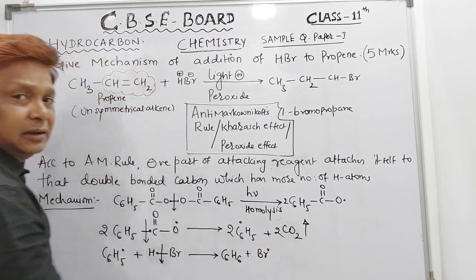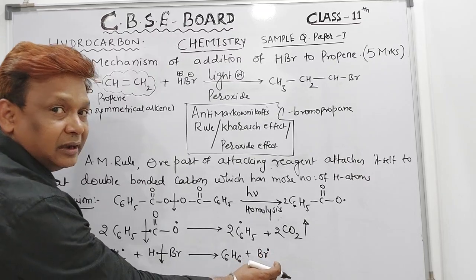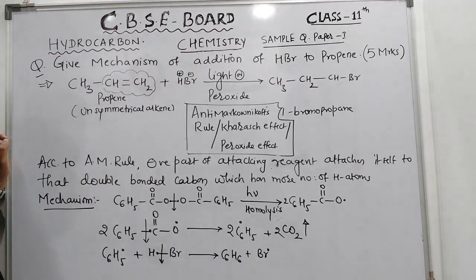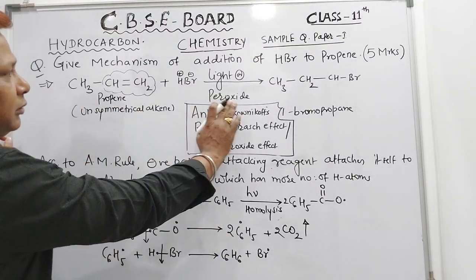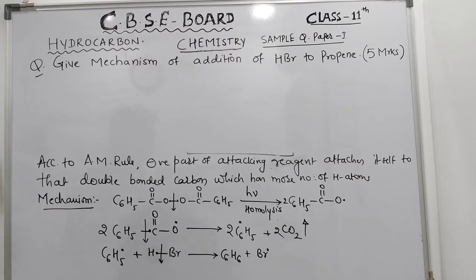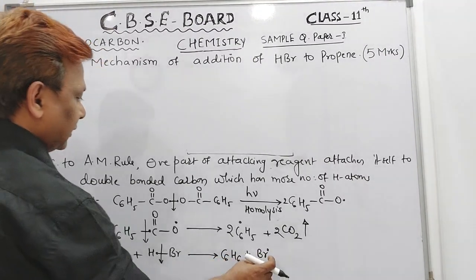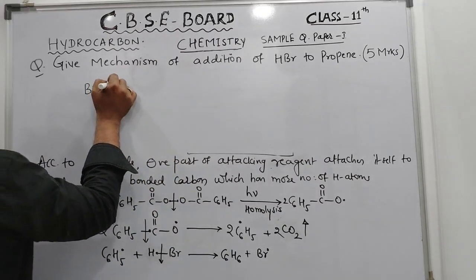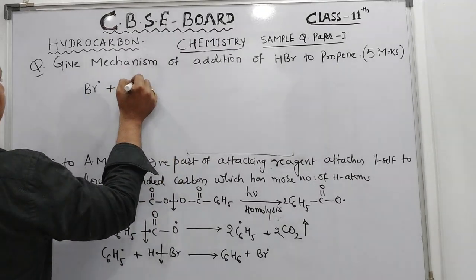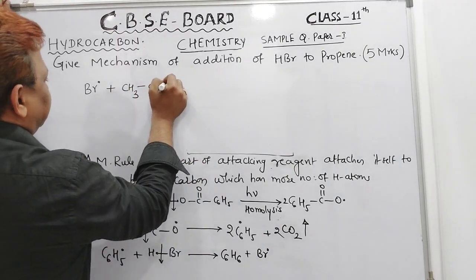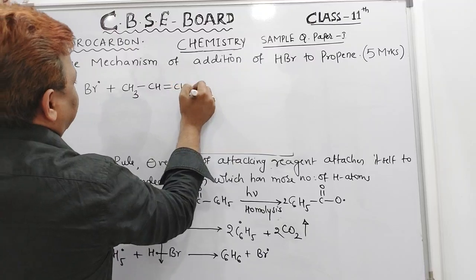Now this Br radical which we got here will attack the unsymmetrical alkene. Now there is no space here, so I will take this out and show you this part. Please note it down. Now this Br radical which formed here will attack the unsymmetrical alkene. What is that? CH3 CH double bond CH2.